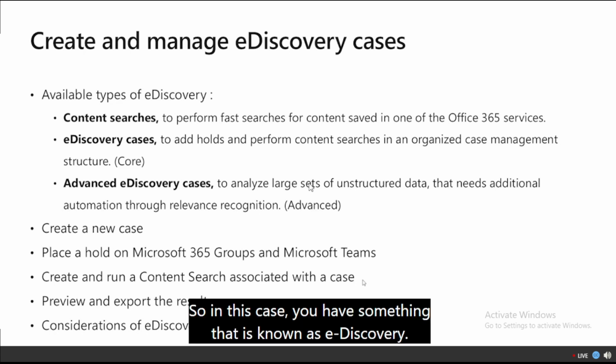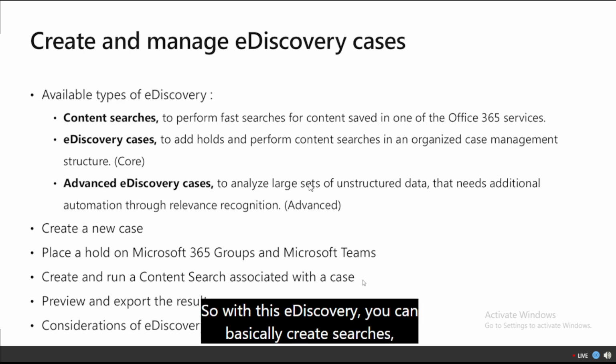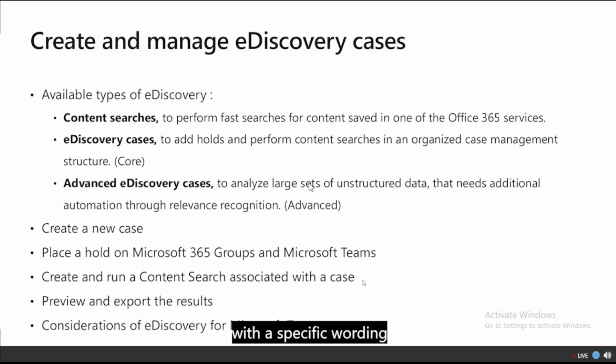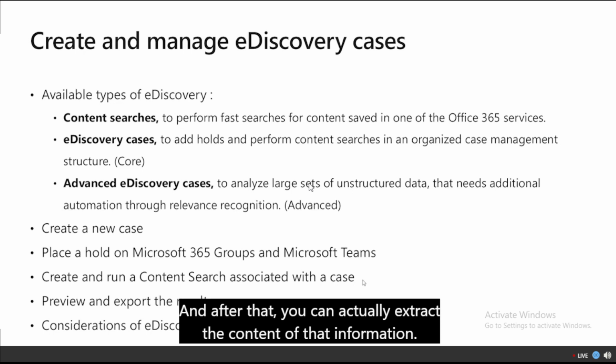So in this case, you have something known as e-discovery. With e-discovery, you can basically create searches. For example, let's say I would like to filter the conversations with a specific wording across the whole Microsoft 365 organization. This will include Teams. And after that, you can actually extract the content of that information.